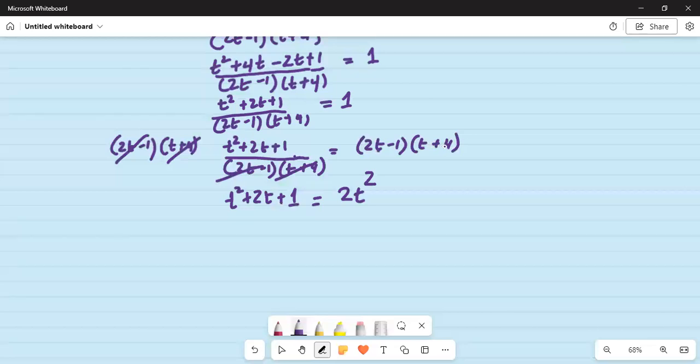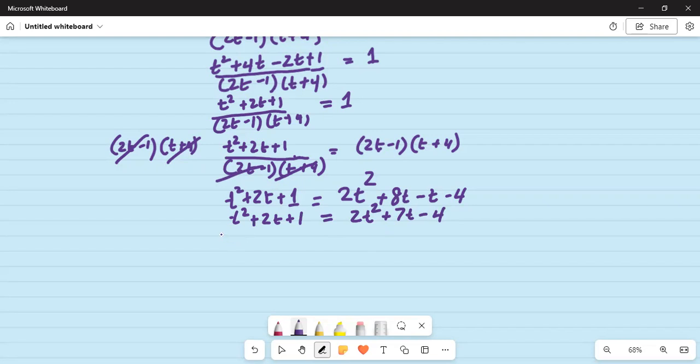Outside term, 2t times 4 is 8t. So F first term, outside term, then inside term, minus 1 times t is minus t. And then the last term, minus 1 times 4 is minus 4. Okay, so you have t squared plus 2t plus 1 equal to 2t squared plus 8t minus t is 7t, minus 4.